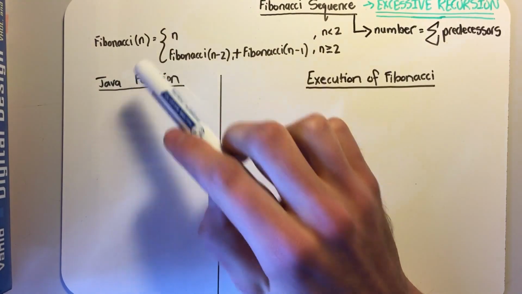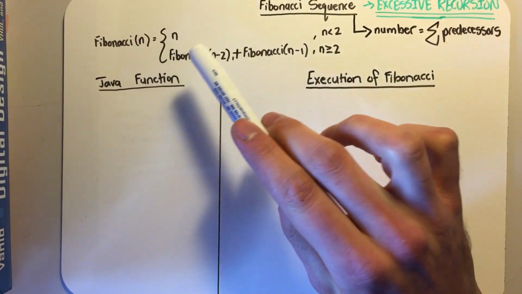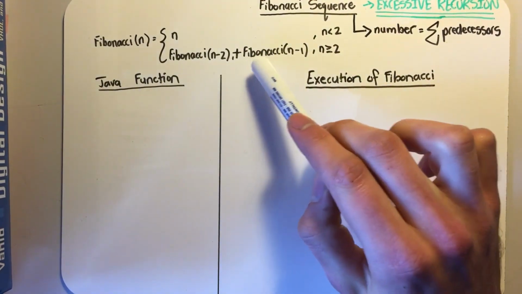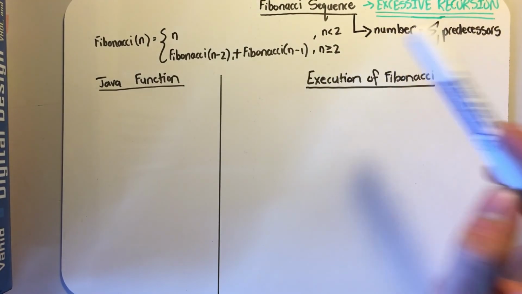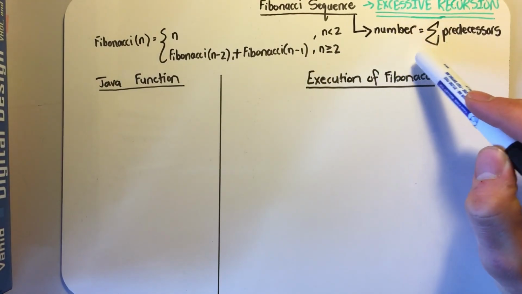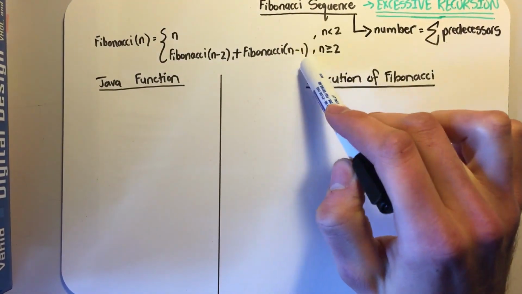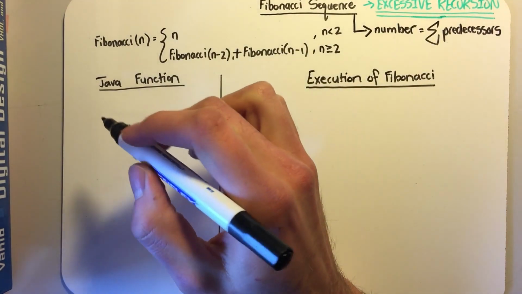Well, it states that given a number n, we return n if it's less than 2, and we return Fibonacci called recursively with n minus 2 plus Fibonacci of n minus 1 if n is greater than or equal to 2. So therefore we can see a number is the sum of its predecessors. So the n minus 2th predecessor and the n minus 1th predecessor. Okay, so how can we define a Java function for this? So let's quickly have a look.